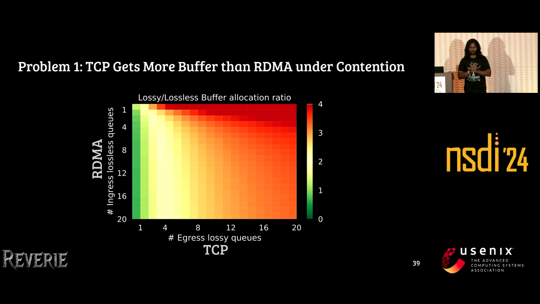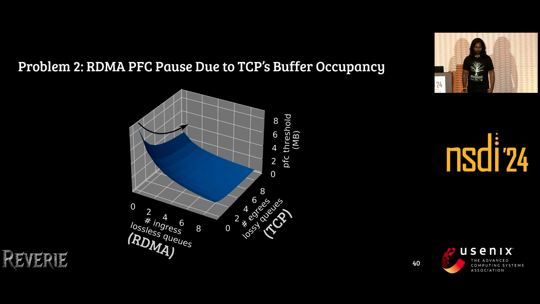First, we find that TCP gets much more buffer than RDMA, although the configuration is intended otherwise. Here we're looking at the number of queues of TCP using buffer on the x-axis, number of queues of RDMA using buffer on the y-axis. Color indicates the ratio of buffer allocated to each of these types. As we see, a fair allocation cannot be achieved unless the number of queues of TCP is very small. This is the first problem. The second one is even more interesting.